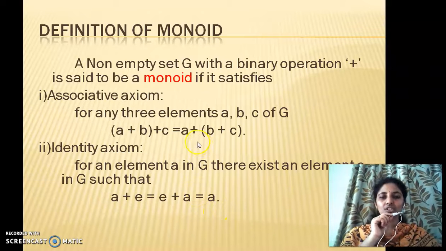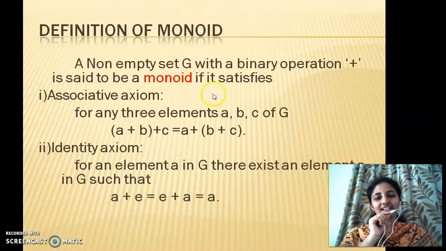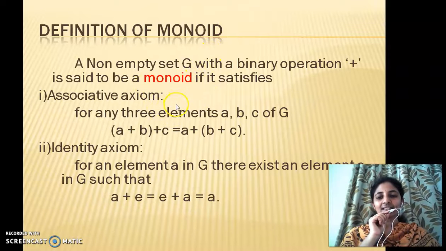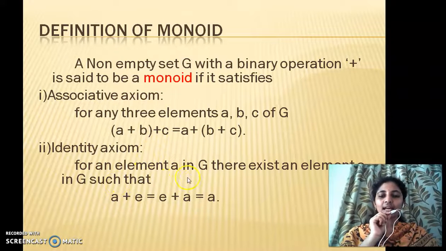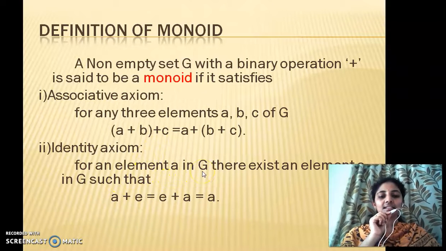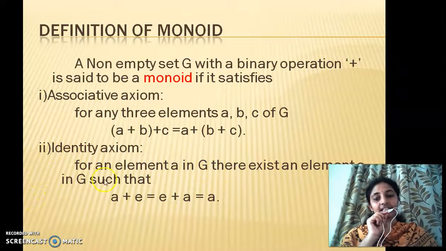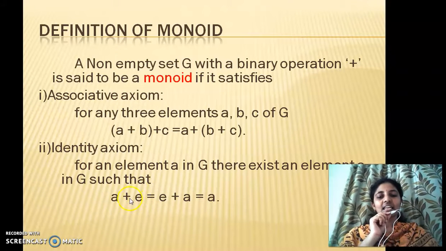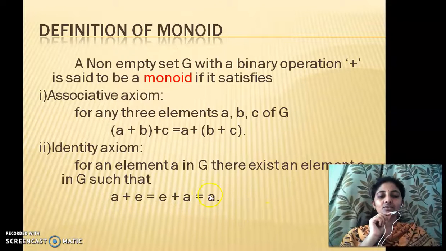And coming to the definition of a monoid, a non-empty set with a binary operation plus is said to be a monoid if it satisfies the associative axiom and the identity axiom. Associative axiom we already discussed. So coming to the identity axiom, for an element a in the set G, there exists an element e in G such that a plus e is equal to e plus a is equal to a.